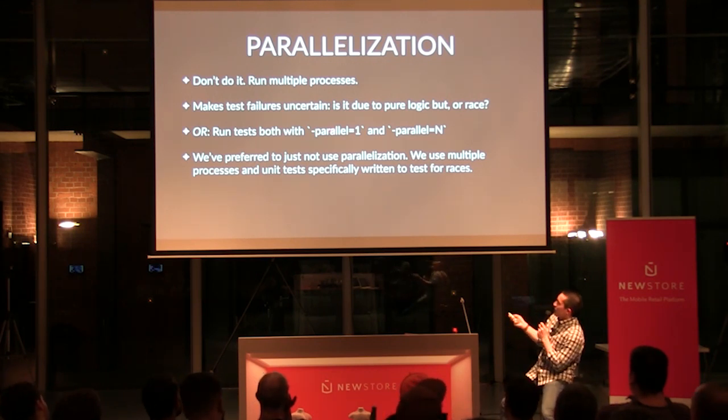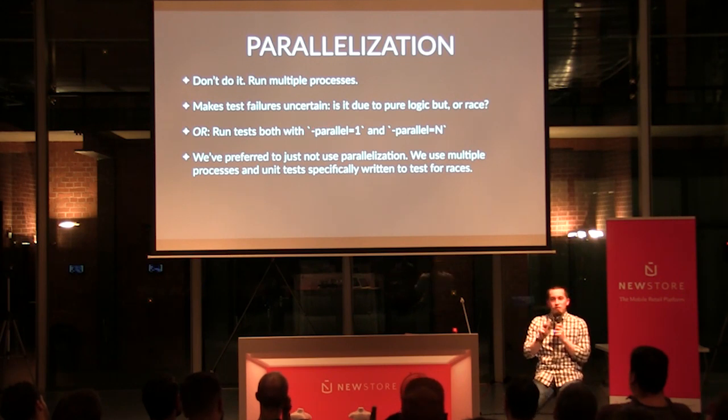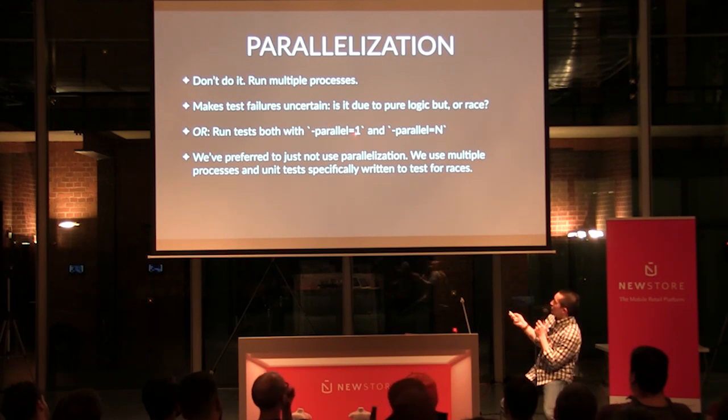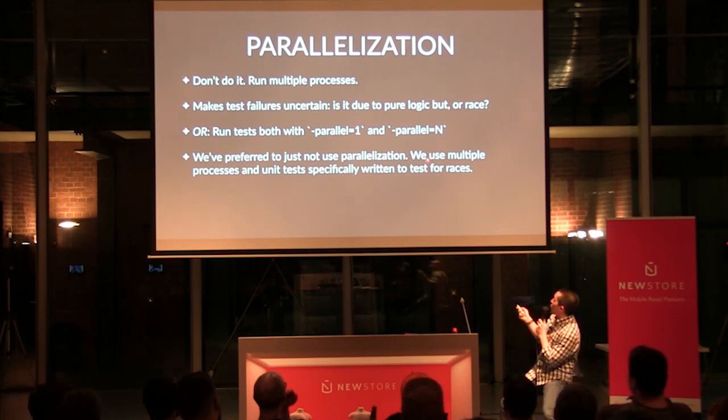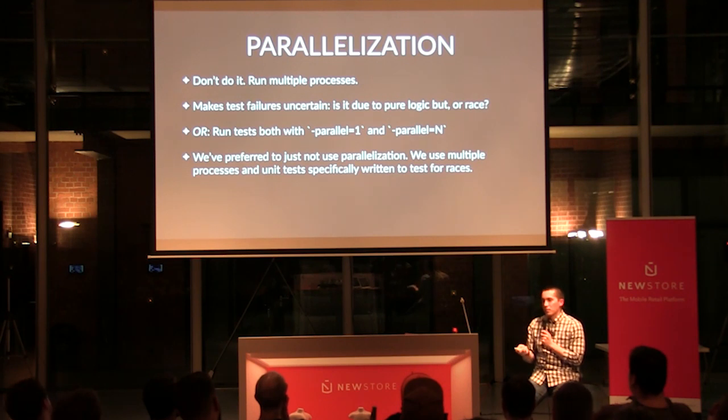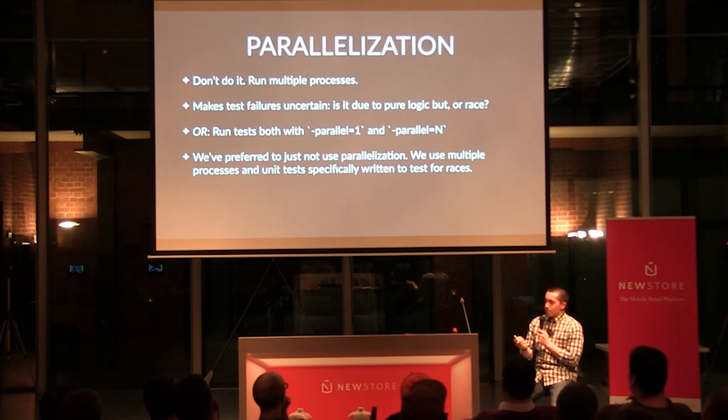So you can simulate this yourself. If you insist on using t.Parallel, at least run your test twice, one with parallel 1, so that line does nothing, and one with whatever you want to set the parallel to, at the very least. But we've chosen to just eliminate it entirely. I don't think it's that useful.